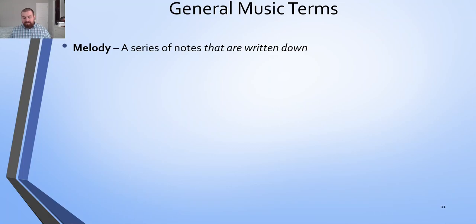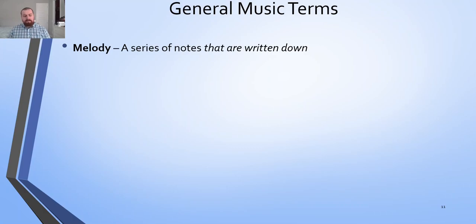Melody, okay? Melody should be straightforward. Hopefully we've all heard of what a melody is. It's a series of notes that are written down. Jazz music is improvised, so the melody is the part that is written down when they play. If they are improvising, that is not playing the melody, for instance. That's an important difference for jazz. Melody is what is written down on the page.